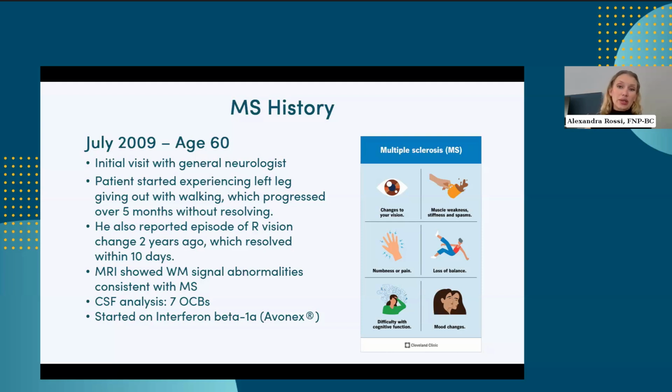And you can see here on the right a basic illustration of what you should expect when your patient presents. So acute changes to vision, stiffness and spasms, numbness or pain, loss of balance or ataxia. And sometimes you can see cognitive and mood changes, but less likely with your presenting symptoms.